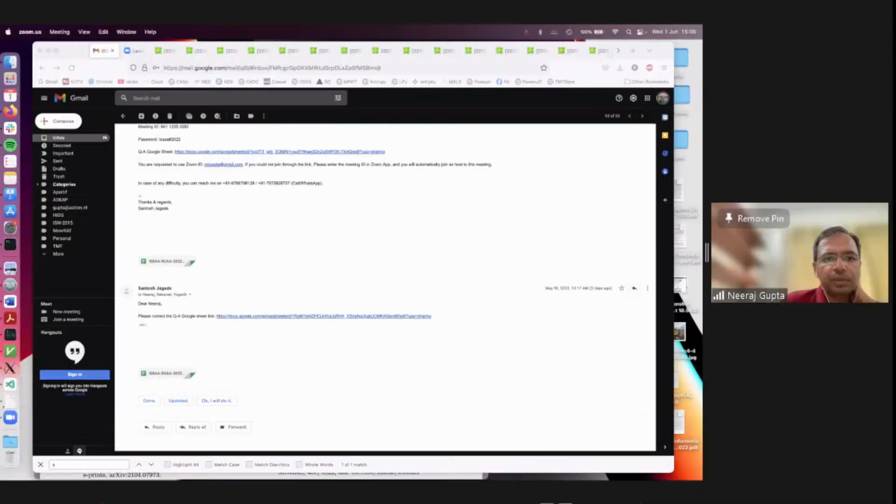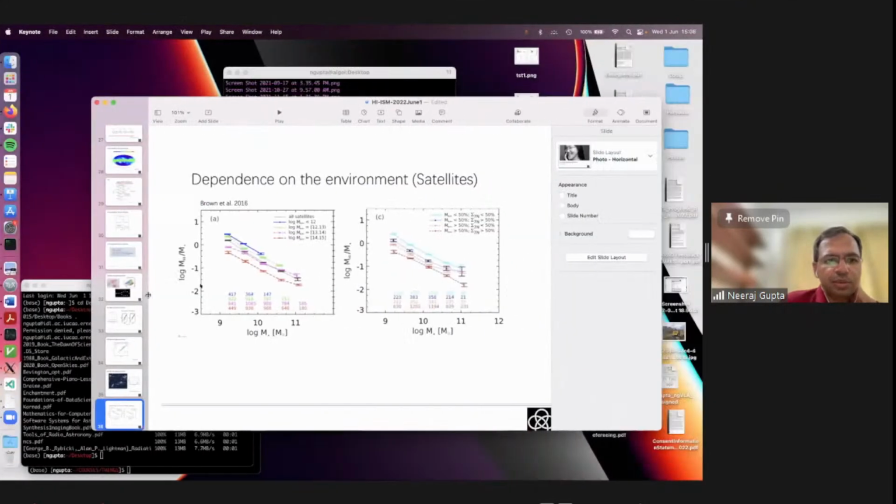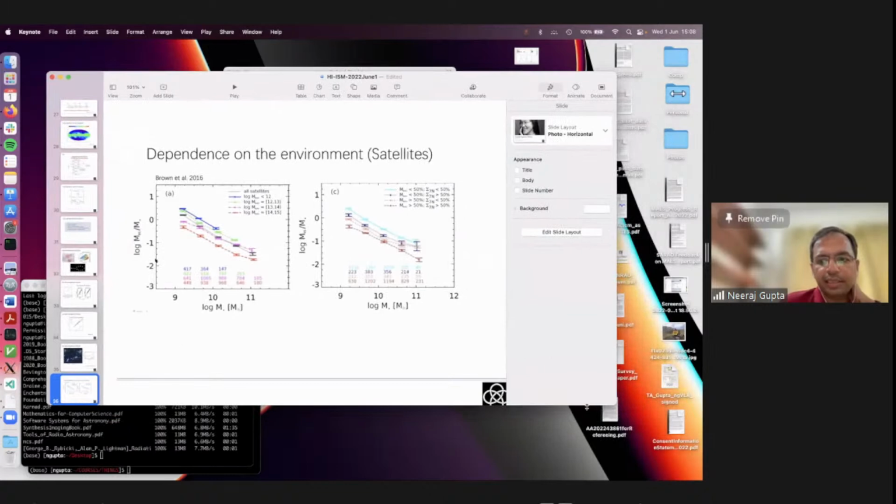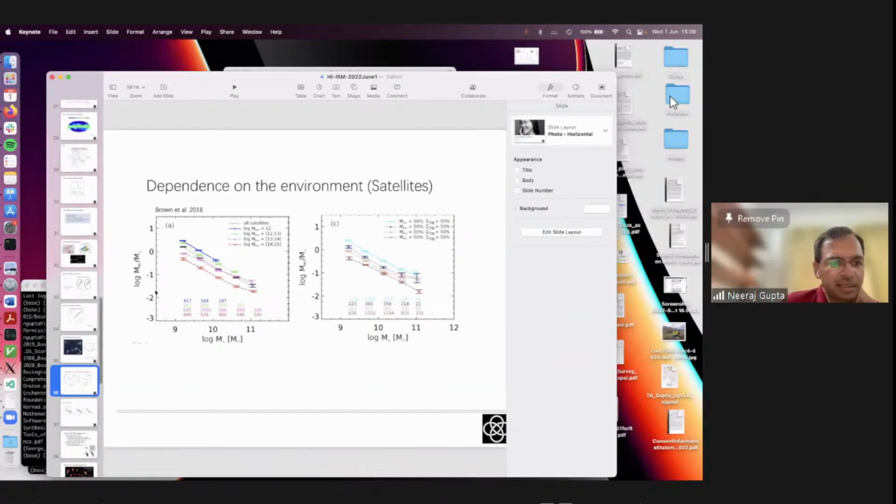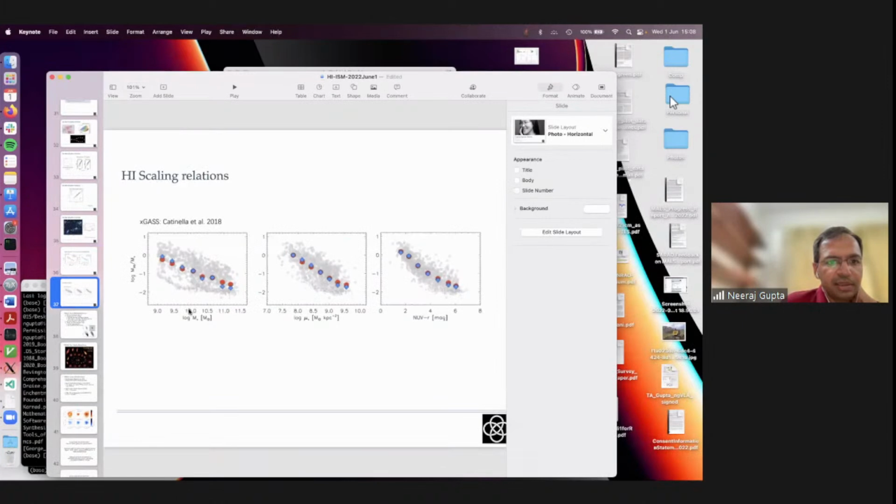Okay, so let's look at that actually. These are the plots, right? So let us look at the one related to the scaling relation. This is the one, right? What is plotted here is the gas fraction on the y-axis, so total HI mass divided by the stellar mass of the galaxy. In the left panel, the x-axis is stellar mass, then this is surface density, and then this is the near UV minus R color.